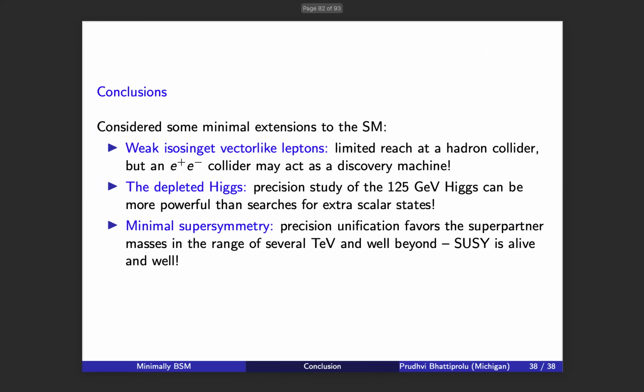With that, I'll conclude. I tried to talk about a few minimal extensions to the standard model, or arguably minimal. I talked about the weak isosinglet vector-like leptons, where they have limited reach at hadron colliders. But on the other hand, if there is an E plus E minus collider, that can act as a discovery machine. Then I talked about the depleted Higgs scenario, where I argued that the precision study of the Higgs is often more powerful. And finally, I talked about the implications of precision unification on superpartner masses. Thank you very much. If there are any questions.